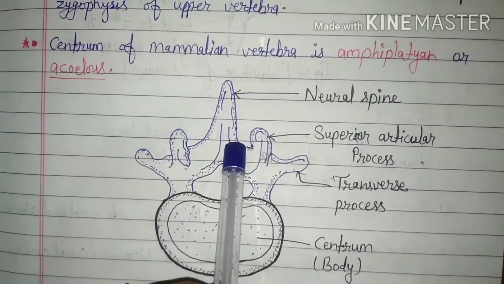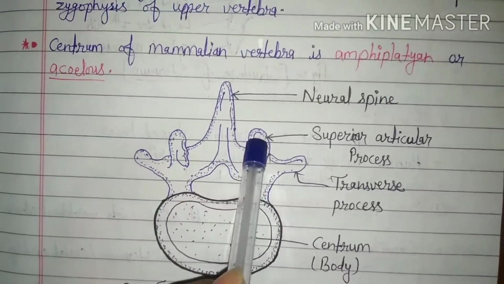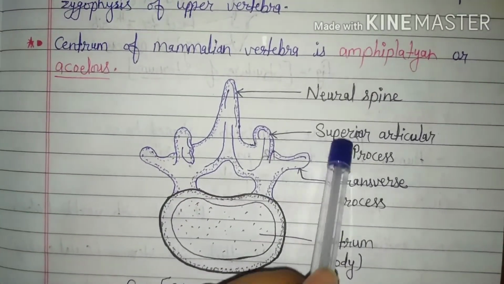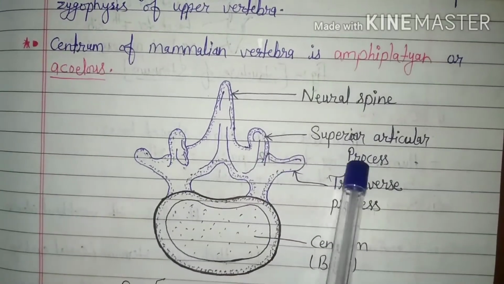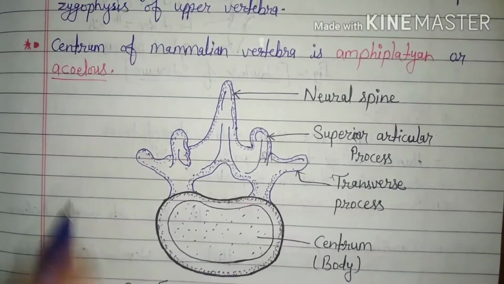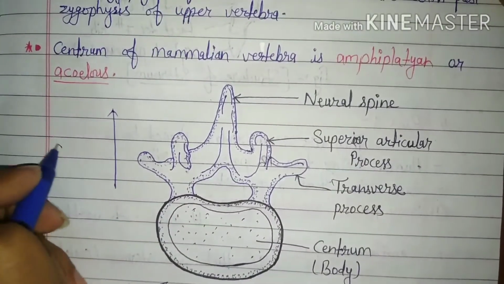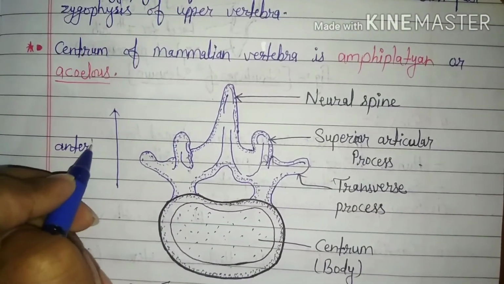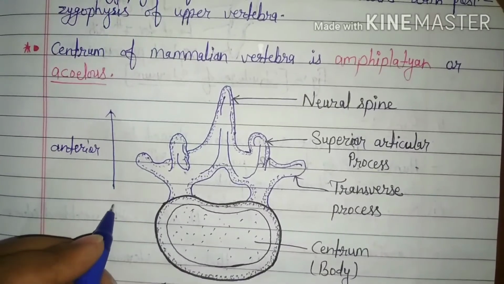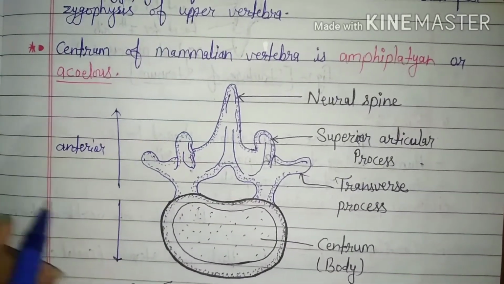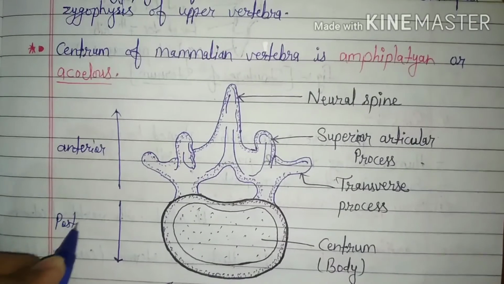And it forms one pair of prezygapophyses. It means superior articular process. It is the anterior part and it is the posterior part.